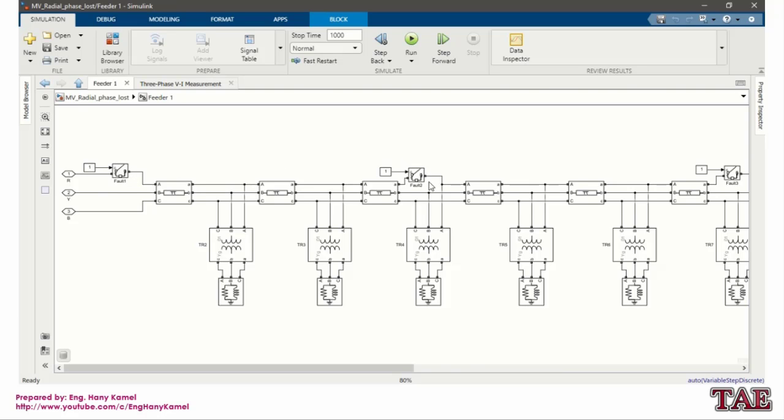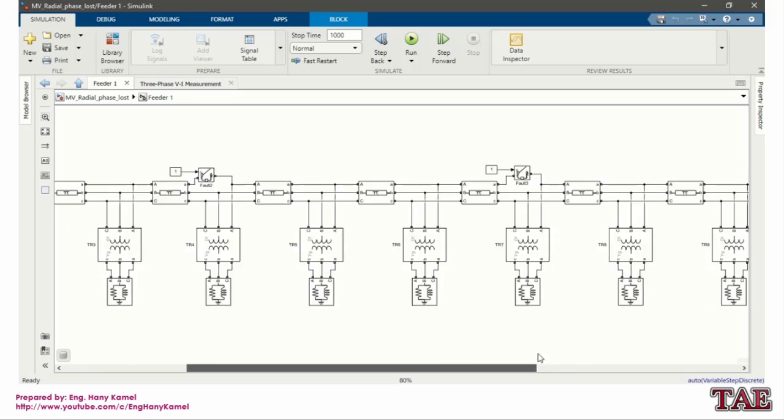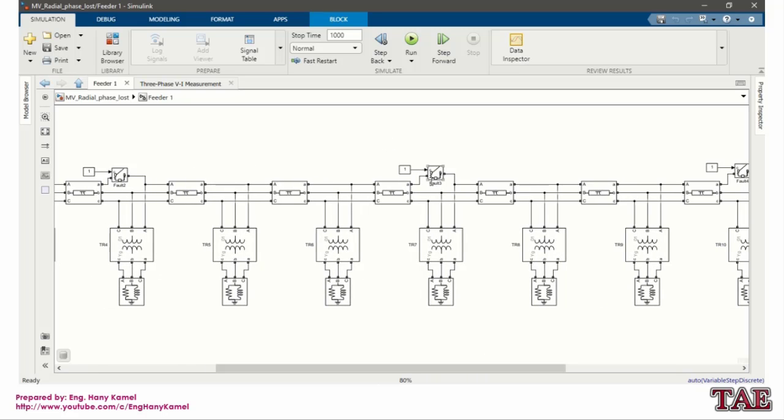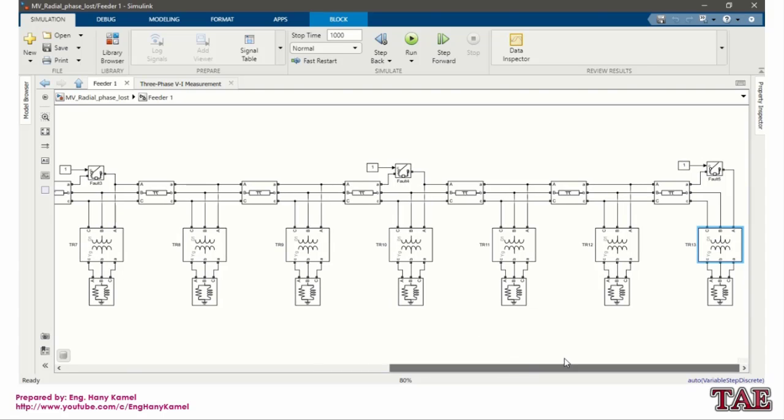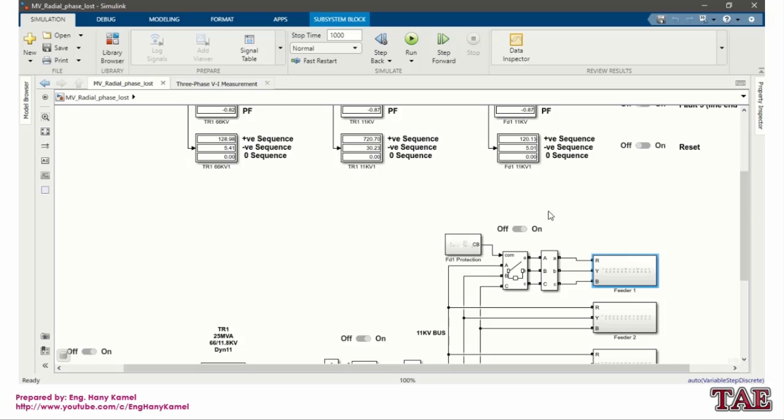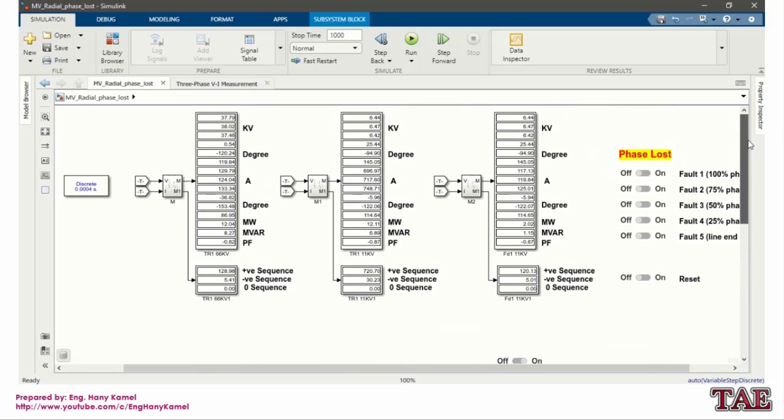phase loss. As we can see, fault 1 cuts 100% from the line, fault 2 cuts 75%, fault 3 cuts 50%, fault 4 cuts 25%, and fault 5 removes only one phase from the last load. So this will simulate conductor loss or phase loss.